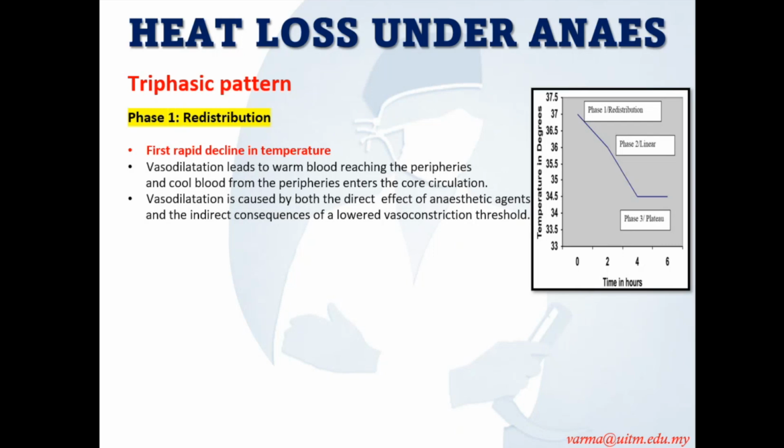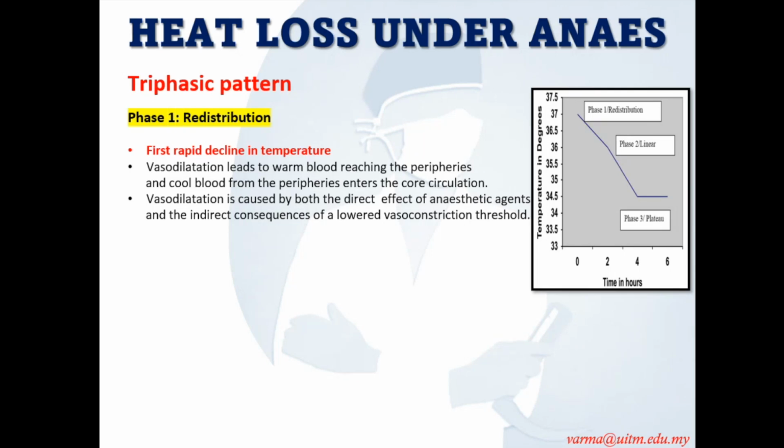Our peripheries are cold. So when you give your anesthetic agent, vasodilatation is caused by both the direct effect of the anesthetic agent and the indirect consequence of a lowered vasoconstriction threshold. Under anesthesia, your autonomic responses are down, so your vasoconstriction is down as well. On top of that, you are giving anesthetic agents. Most anesthetic agents, be they inhalational or intravenous, all cause peripheral vasodilatation. This reduces your systemic vascular resistance. Thus, more blood from your central circulation is redistributed to your peripheral circulation, with pooling of blood in the peripheral circulation.